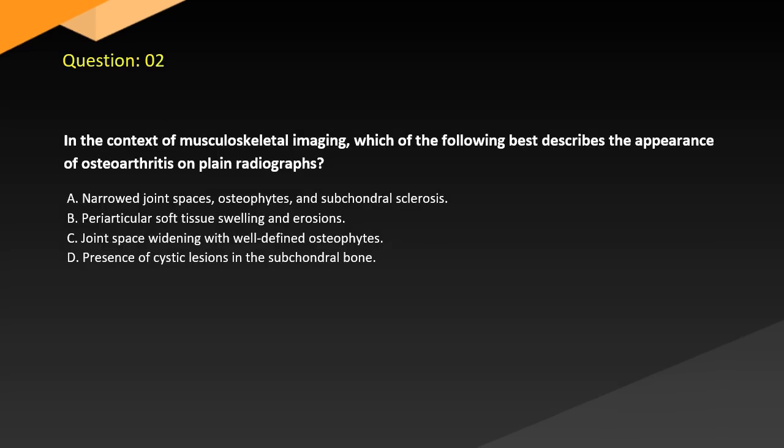Question 2. In the context of musculoskeletal imaging, which of the following best describes the appearance of osteoarthritis on plain radiographs? A. Narrowed joint spaces, osteophytes, and subchondral sclerosis. B. Periarticular soft tissue swelling and erosions. C. Joint space widening with well-defined osteophytes. D. Presence of cystic lesions in the subchondral bone.